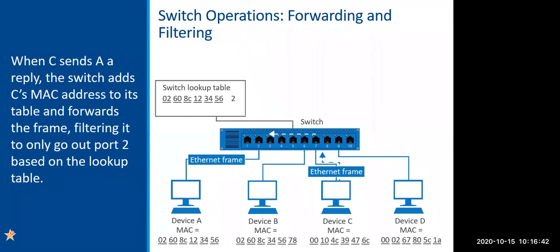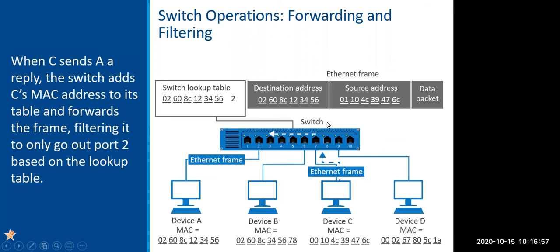And when device C does that, guess what? When C sends a reply, the switch adds C's MAC address to the table, again based on the source, and then forwards the frame, right? So guess what it does? It receives it on port 7, so it makes a note and adds C's MAC address and associates it with port 7, saying, okay, now this MAC address lives on port 7. I've learned that. Next time this MAC address is a destination, I'll forward it only to 7, filter everywhere else, and not flood.